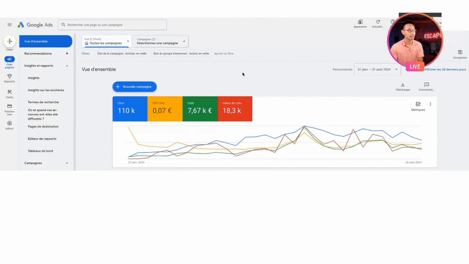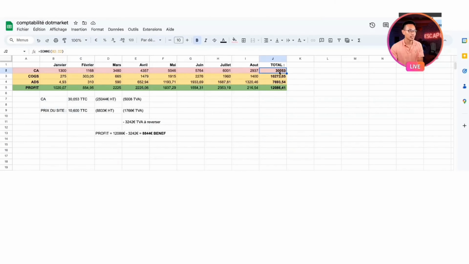I tried to compile this in a Google sheet along with the accounting. We see here 30,053 euros in revenue from January to August, and an expenditure in ads, I have put 7,693. And in terms of product cost, we end up with a product cost of 10,000 euros. Generally, we find ourselves at times 3 on the selling prices. So clearly, we end up with a proper 10,000 euros for 30,000 euros in sales. In total, we end up with a profit of 1 to 2,000 euros. So this is the profit after deducting the advertising costs and the product costs.